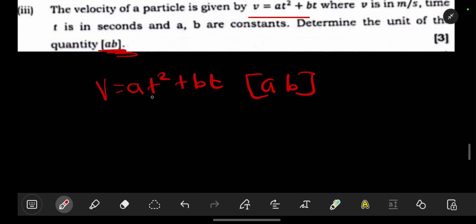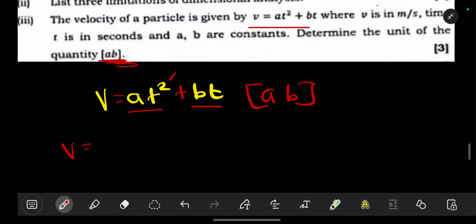Remember, under dimensional analysis, we have what we call the principle of homogeneity. The principle of homogeneity states that only like terms can be added, equated, or subtracted. So that means if we have v here, whatever is here is also equal to v. Likewise, if you are adding this and this, they have the same dimensions. Therefore, we know that v is equal to L T raised to the power negative 1.